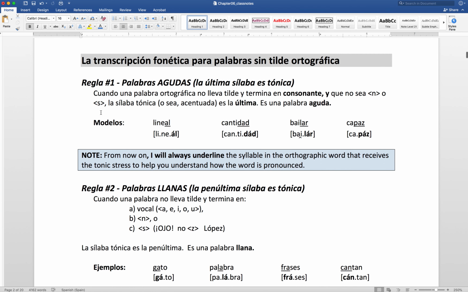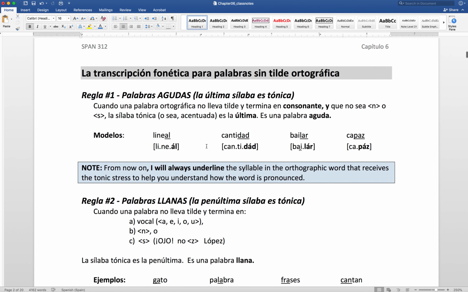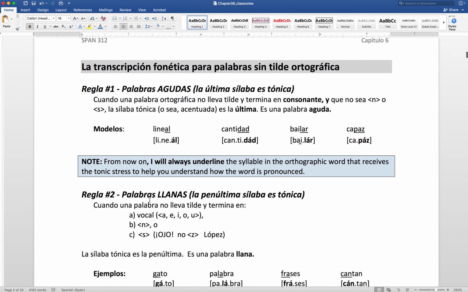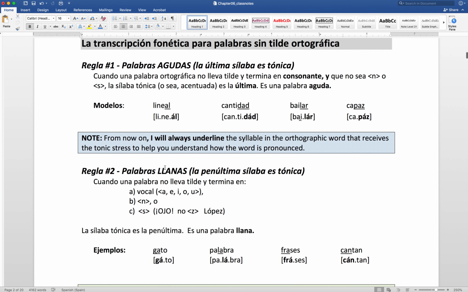Rule number two, when we're dealing with words without accents, is a word is a llana or grave. That's another word that a linguist might hear. When the word ends with a vowel, N or S. A llana simply means that the stress is found in the second to last syllable.